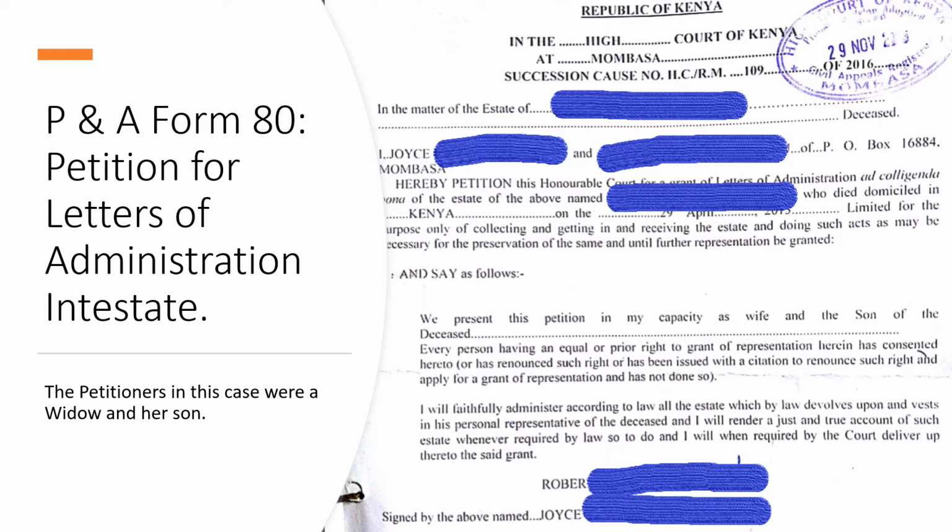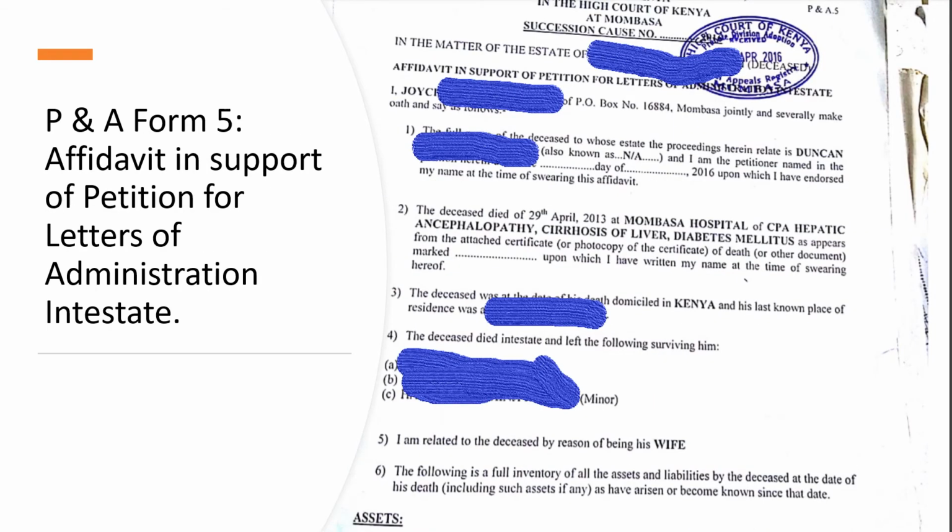You see, so you're saying that I am coming to petition. I'm petitioning as a wife together with my son, and every other person who is a beneficiary has consented to that being the case. That is why you need the consent document.